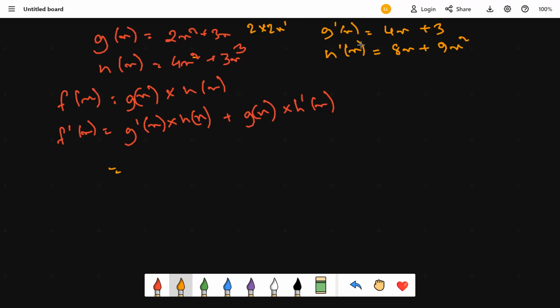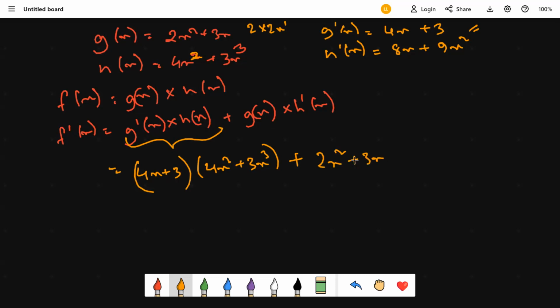Now, implement this for each of the terms over here. We know the first term is g prime of x times h of x. From here, we know g prime of x is given as 4x plus 3. So 4x plus 3, multiplied with what? H of x. H of x is 4x squared plus 3x cubed. So 4x squared plus 3x cubed. Addition, g of x, which is given here, 2x squared plus 3x, multiply this whole with h prime of x, which is 8x plus 9x squared.